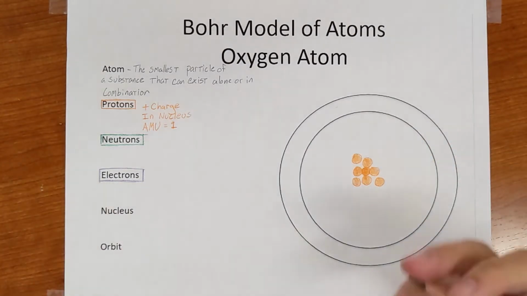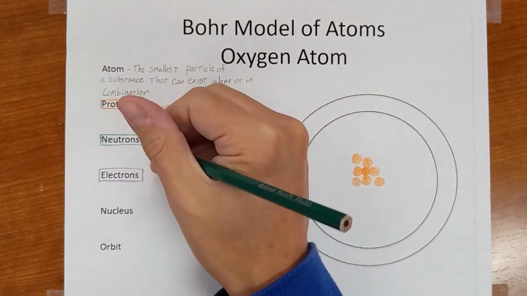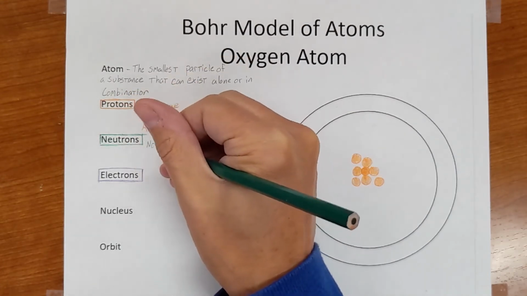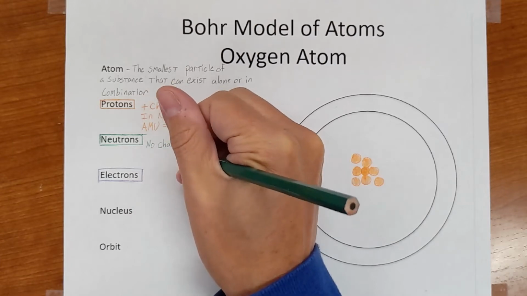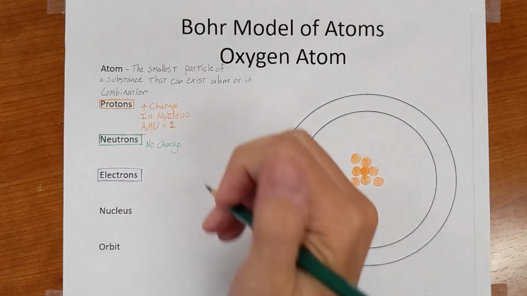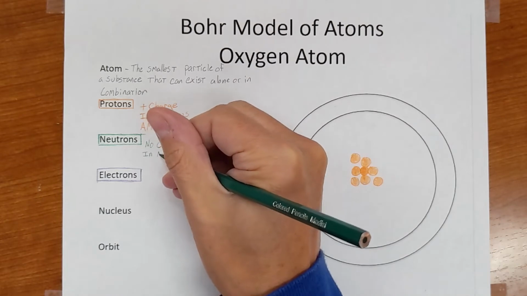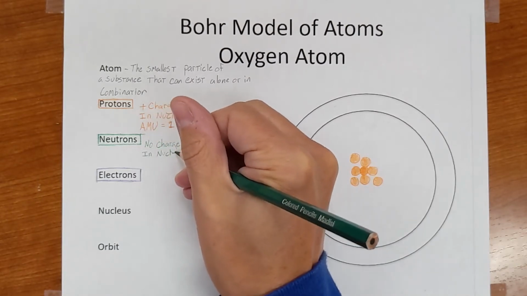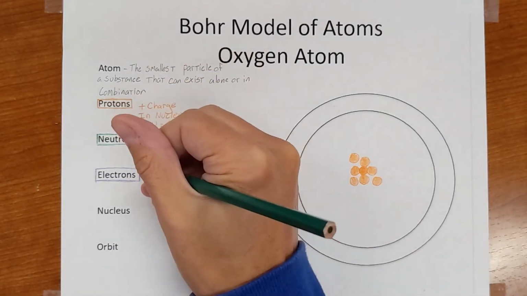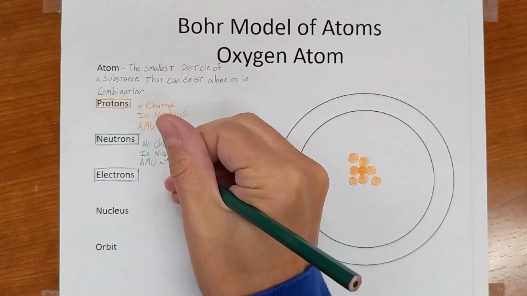Next, we're going to use our green pencil. We're going to be talking about neutrons. Now, neutrons, we would say they have no charge. So they're not positive, but they're also not negative. They're just neutral. These are found in the nucleus as well, in the nucleus of the atom. And they have an atomic mass of 1 also.